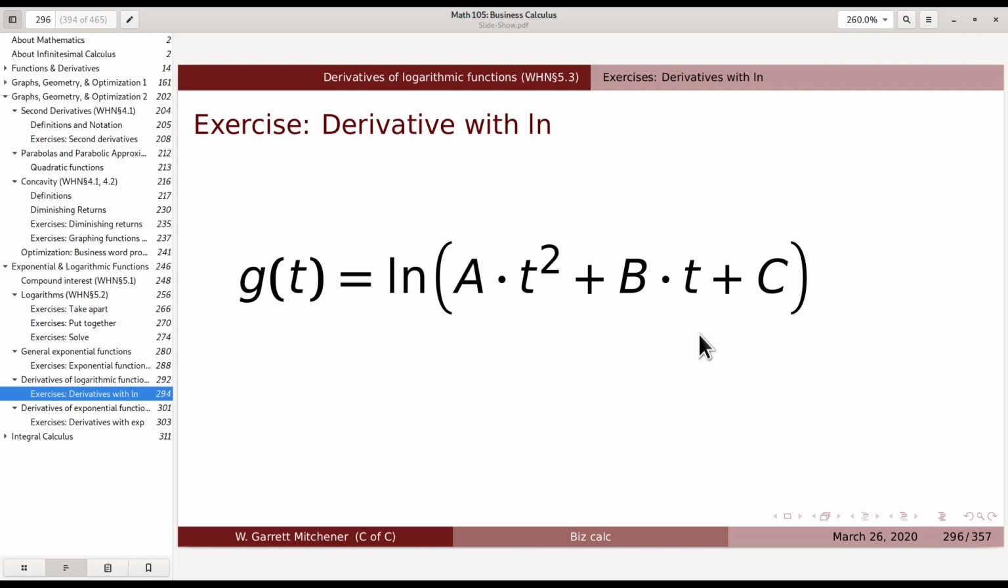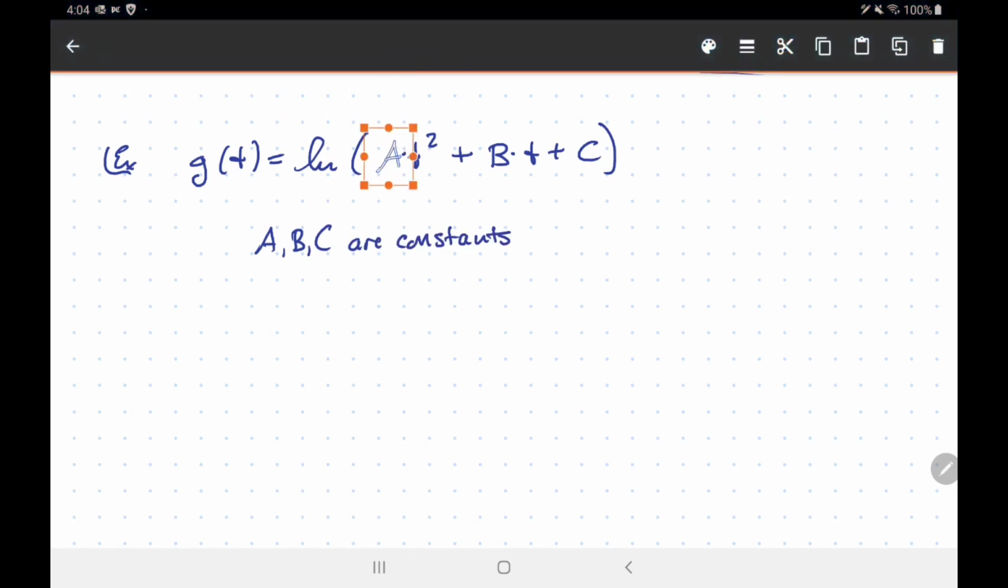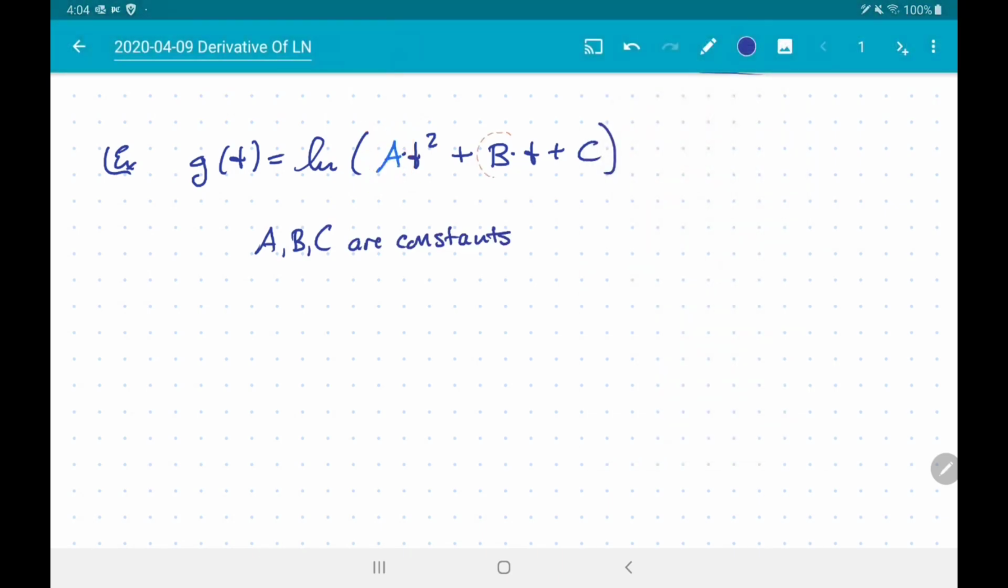This function, g of t equals ln of a t squared plus bt plus c. Now, just to make sure that all of this is clear, the intention for this problem is that a, b, and c are constants. In fact, let me color code them. I usually use bright blue to indicate that they are frozen.